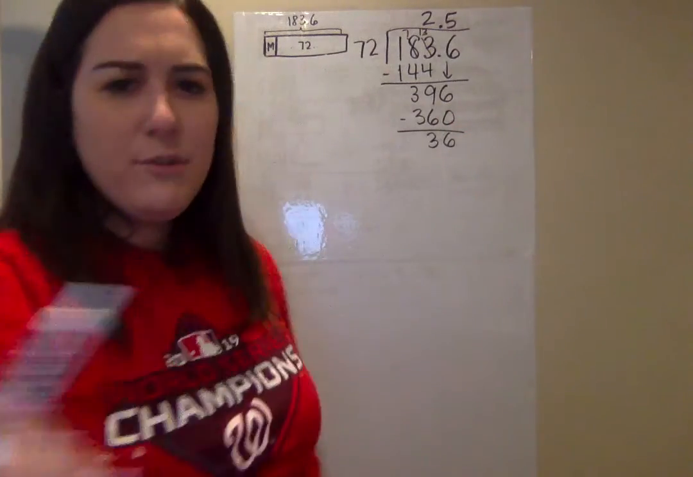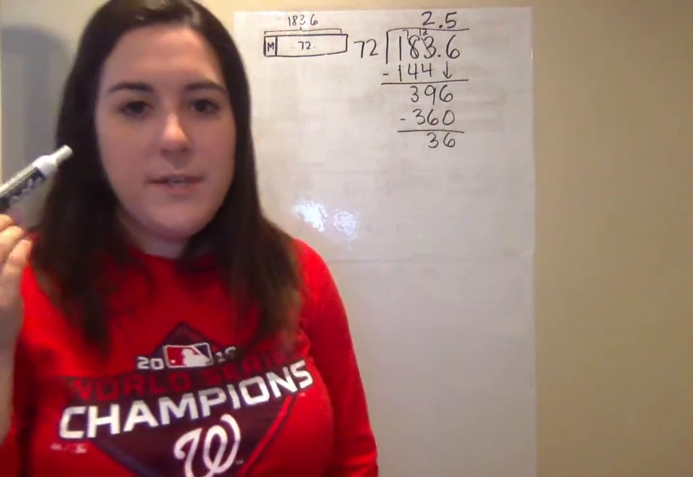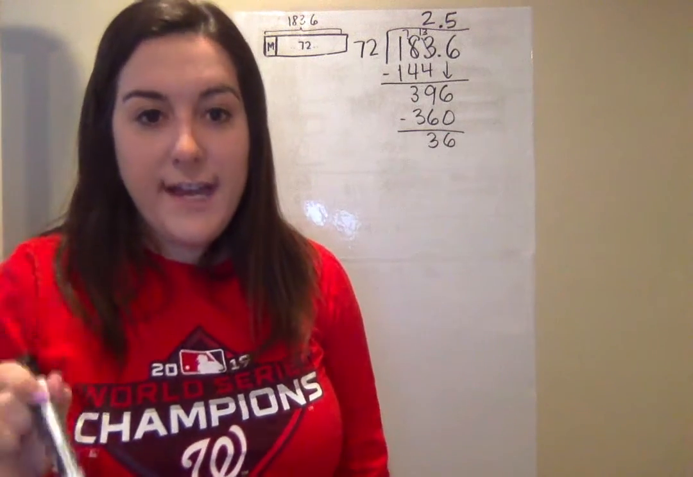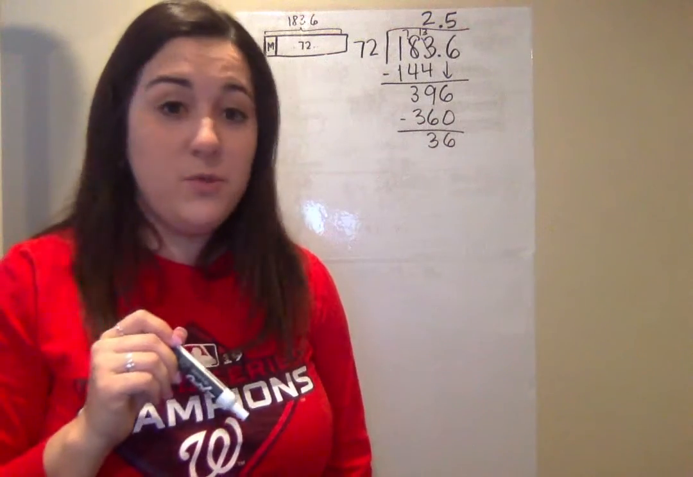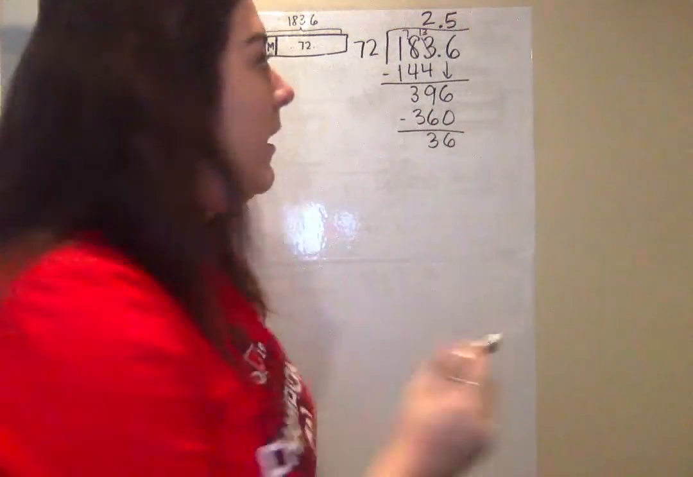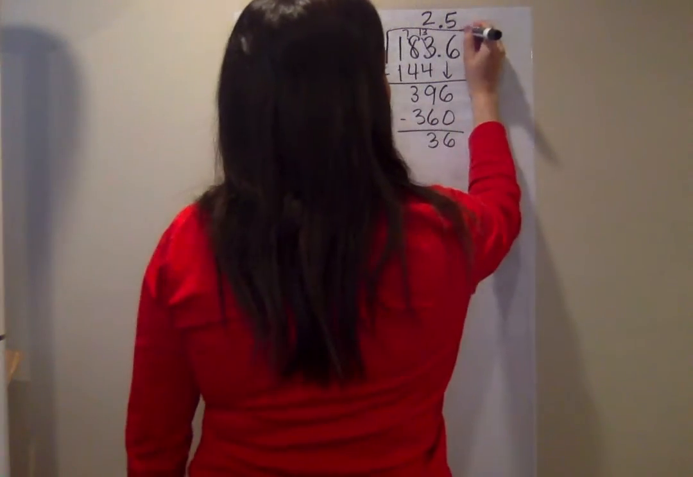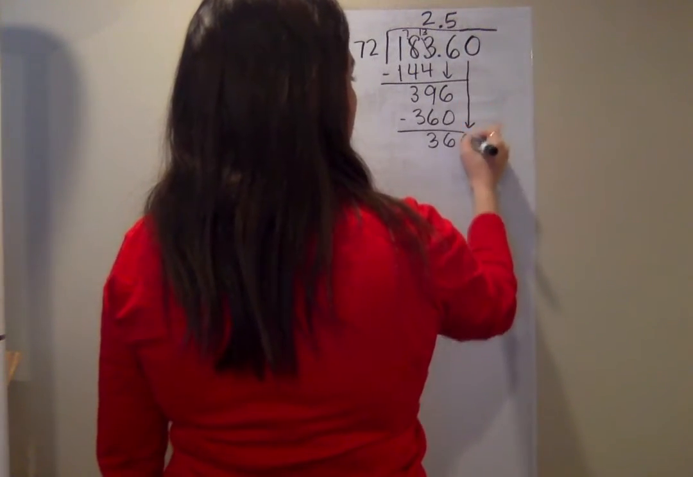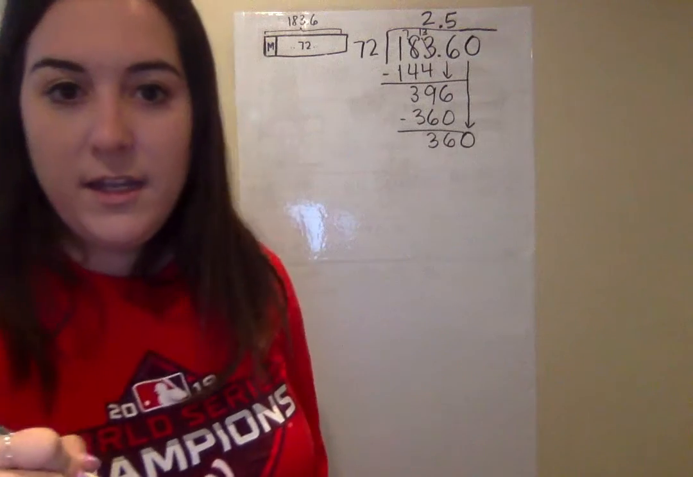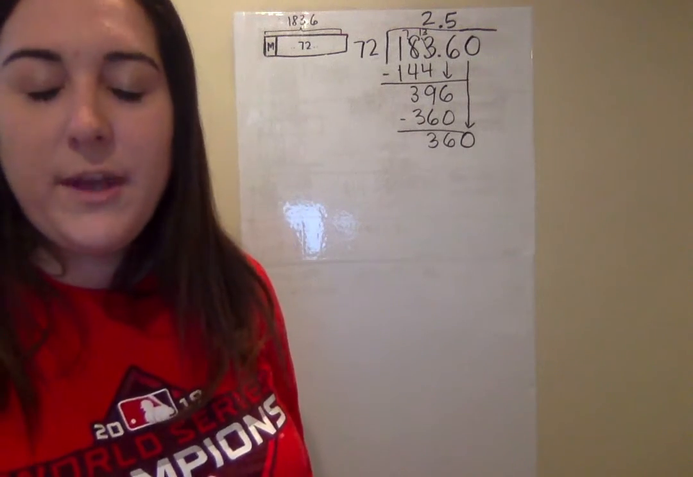All right, now I have a remainder. So I want you to think about what we do when we have a remainder when we're dividing decimals. All right, what can we do that we can't always do when we're dividing whole numbers? I know that if I have a decimal here, I can go ahead and add a 0 and then bring that 0 down and see if I can keep dividing without getting a remainder.